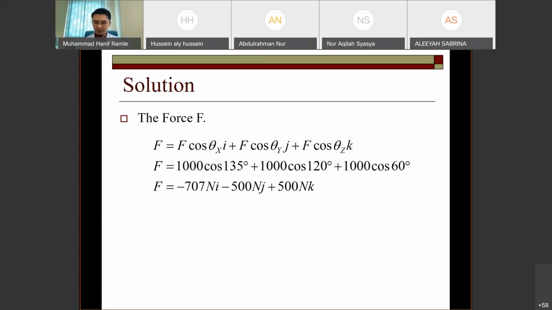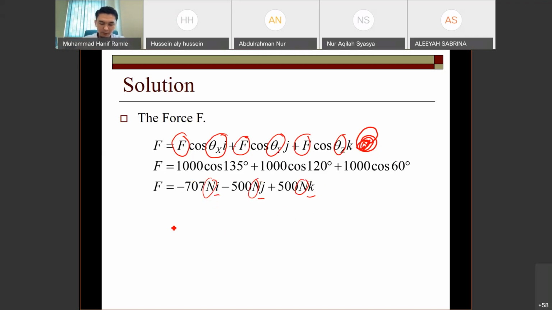All right, so once you have all the angles, then you can substitute all the angles into the equation. You substitute the value of F and the value of theta into the equation, and you will get the final answer of the resultant in terms of IJK form. For this example, every single component has unit N, Newton.